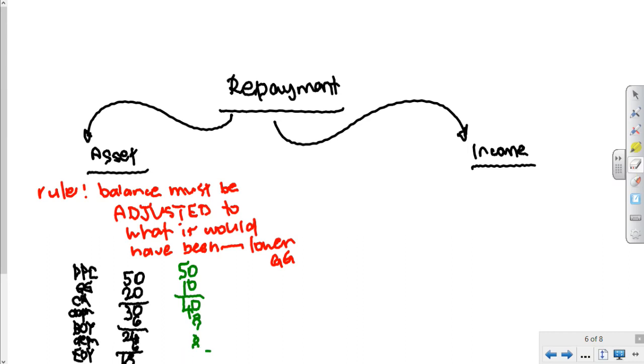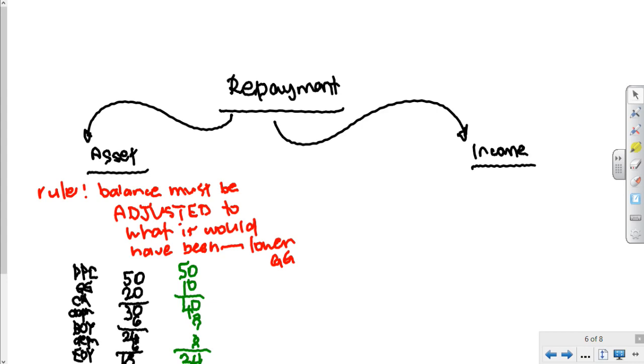Okay, which leaves me on 24. At the moment I'm sitting on 18, but I have to make this repayment and the balance should be 24. Let's look at what's going to happen when I do a repayment.